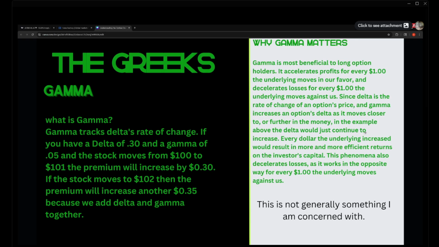This phenomenon also decelerates losses, as it works in the opposite way for every dollar the underlying moves against us. This is generally something I'm not concerned with. So when you would move on a firm, yes, you would make 100. Yes, the contracts on a dollar move, because it would just shoot out and all that volume would just come rushing back in. But yes, we're not sure, there's probably not a ton of those people who were here.